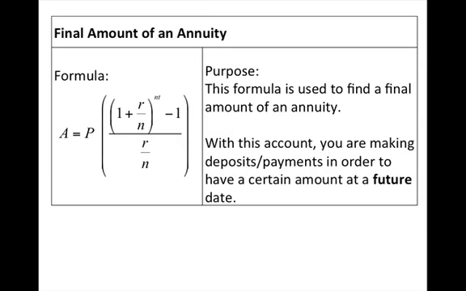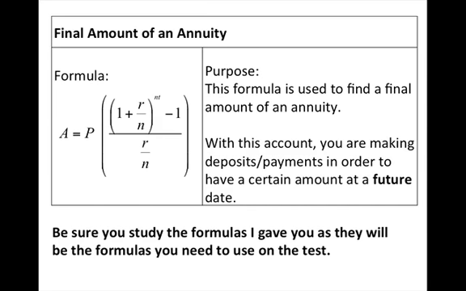The purpose of this formula is to find the final amount of an annuity. With this account, you're making deposits or payments in order to have a certain amount at a future date. In the next lesson, we're going to look at the present value of an annuity. But this lesson is focusing on a future amount. This is something that we're saving up for.